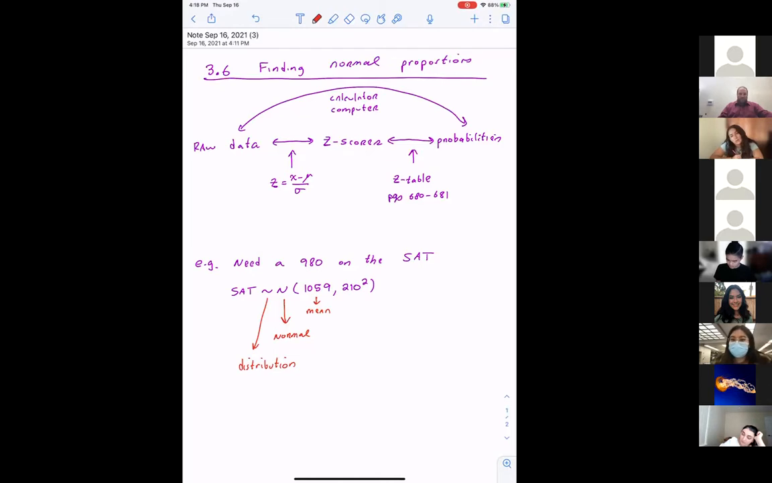And what's the other number that we need to determine the mean, to determine which normal we're talking about? What's the second of the 2 numbers necessary to know what normal we're talking about? Standard deviation. So it's not the 210 squared that's the standard deviation. It's just the 210.